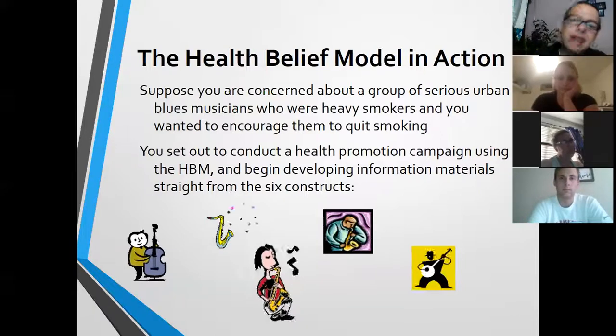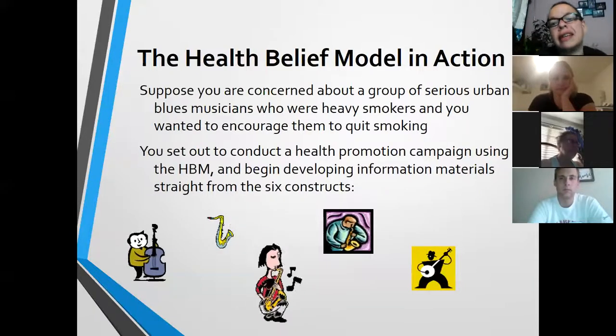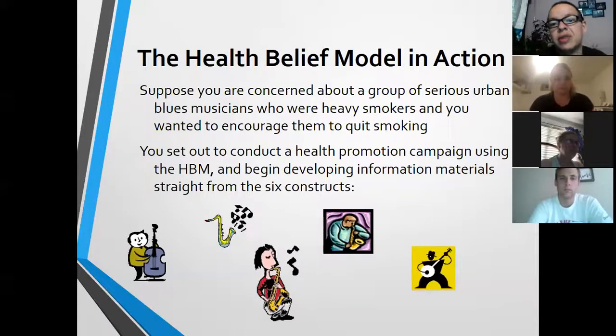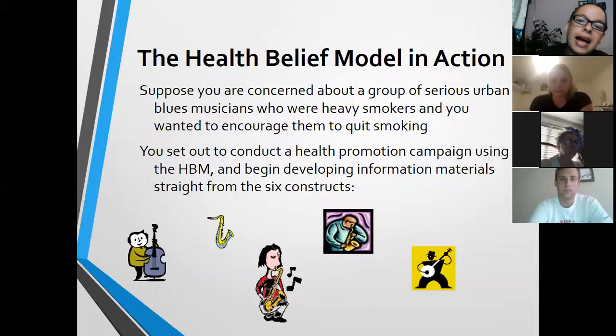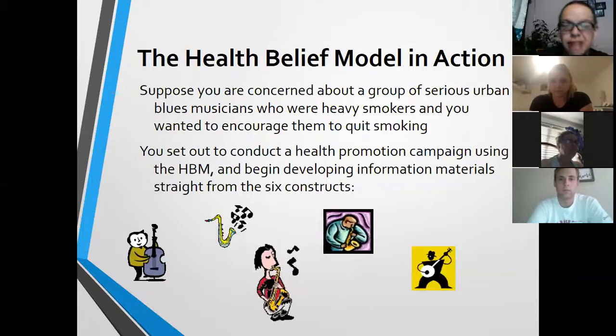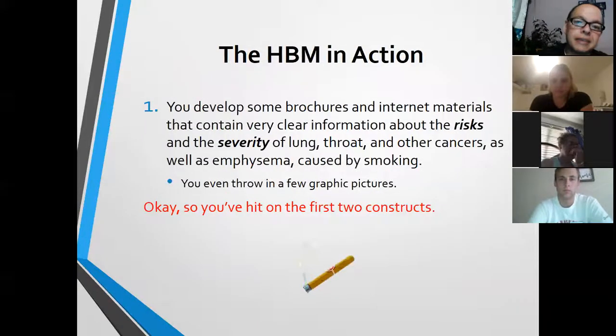And there is an example here that talks about urban blues musicians who were heavy smokers, and you want to encourage them to quit smoking. So you start a health promotion campaign using the HBM, and you begin developing information materials straight from the 6 constructs. So let's see what it says. So we prepared some brochures and internet materials that contain very clear information about the risks and the severity of lung, throat, and other cancers, as well as emphysema caused by smoking.